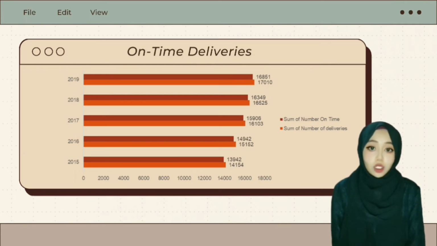From the clustered bar chart, we can conclude that 97 to 98% of the deliveries were delivered on time from year 2015 to 2018. In year 2019, there is an improvement in the efficiency of the delivery where 99% of the deliveries were delivered on time. This shows that the company is making an effort to improve their performance.